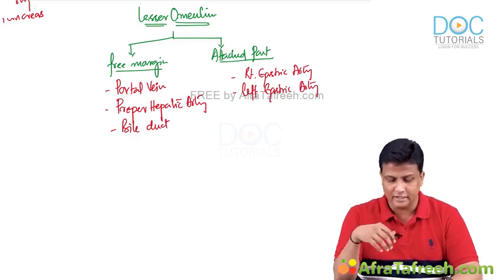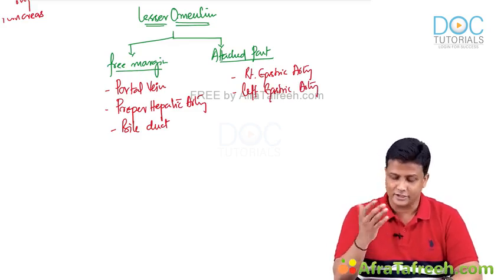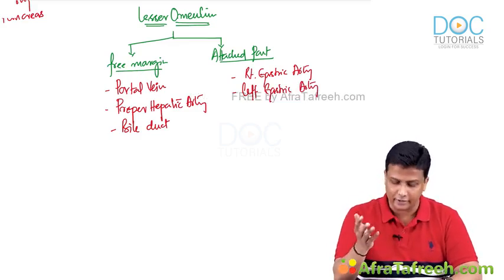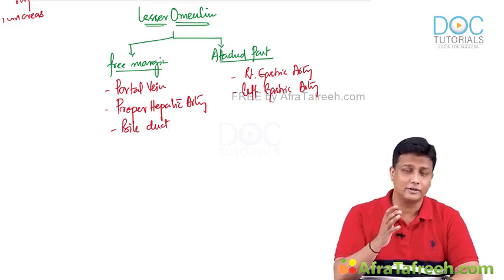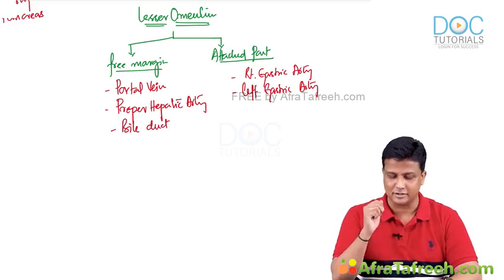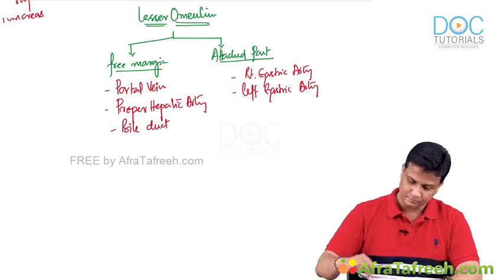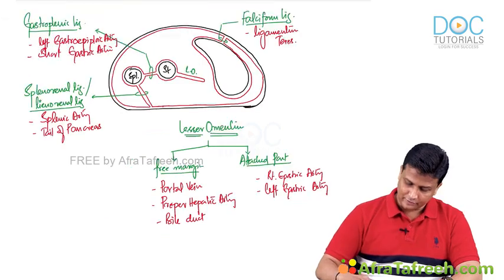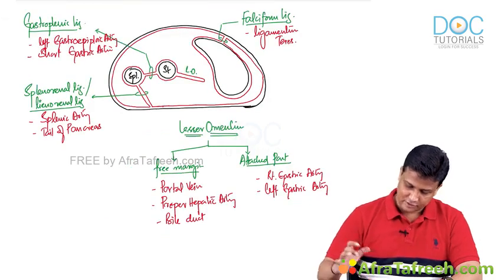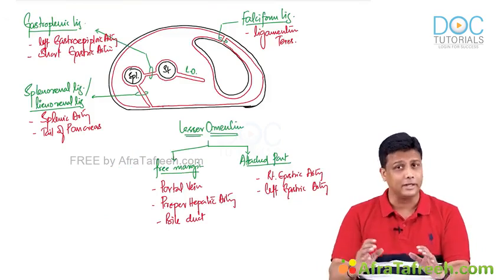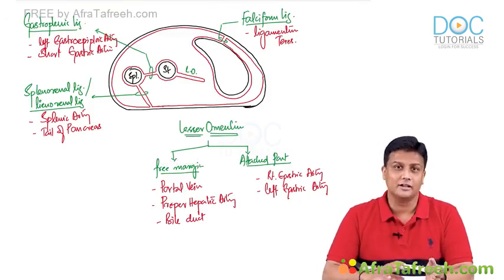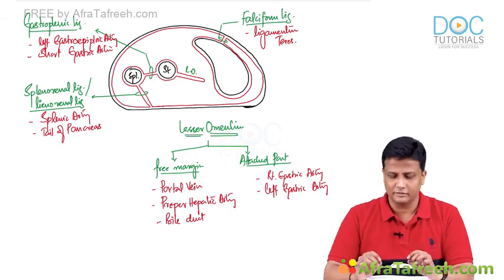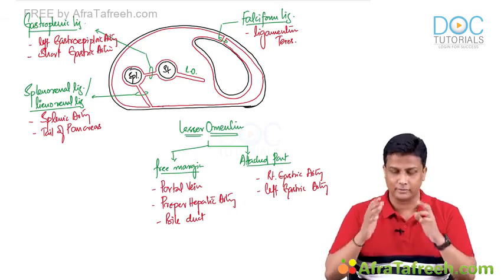So lesser omentum basically will consist of all these structures: right and left gastric artery, portal vein, proper hepatic artery, and bile duct. And to be very specific, very clear, you have to even learn about the free margin and the attached margin, or the attached part of the lesser omentum. Perfect. So by this, what we have done here, in the transverse section of the abdomen, I told you about the peritoneum and various peritoneal folds and various ligaments and their contents, comfortably without any burden in your minds.